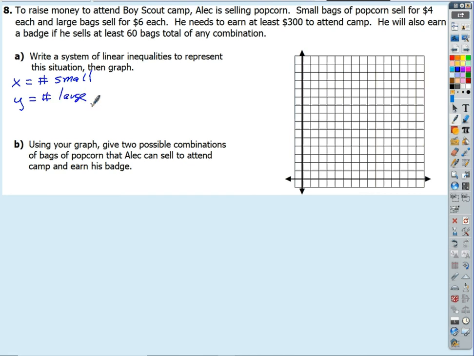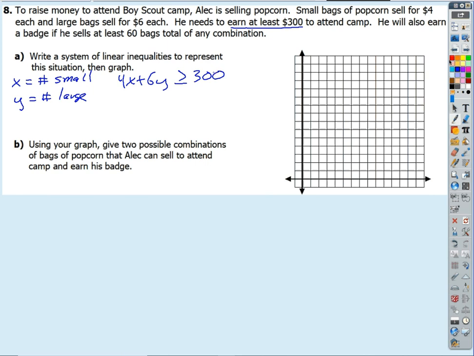And what's our first inequality going to be then? The one that deals with the $300, how about 4x plus 6y equals $300? Everybody agree with that? But equals? Greater than or equal to. Great, okay, good, because he's got to earn at least 300, so he could earn 300 or more. He'd be fine, earning 400 would be great. But he has to earn at least 300, so greater than or equal to 300.